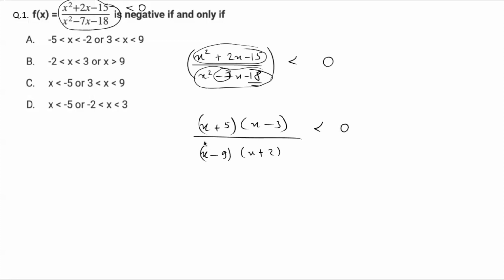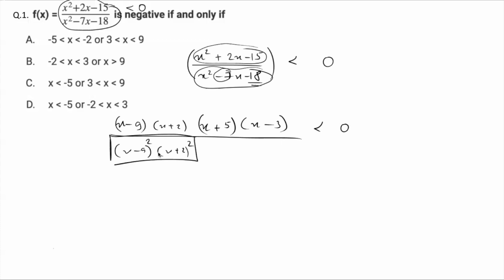Now, in the denominator, guys, we have x minus 9 and x plus 2. So we multiply and divide above and below by (x minus 9) and (x plus 2). Basically, we will have (x minus 9) into (x plus 2) in the numerator, and in the denominator, again (x minus 9) into (x plus 2). Now (x minus 9) into (x minus 9) is basically (x minus 9) square, and (x plus 2) into (x plus 2) is basically (x plus 2) square. That means in the denominator, we have a perfect square, right?